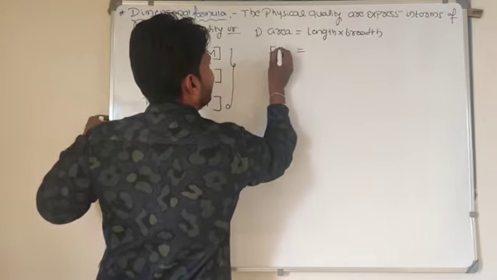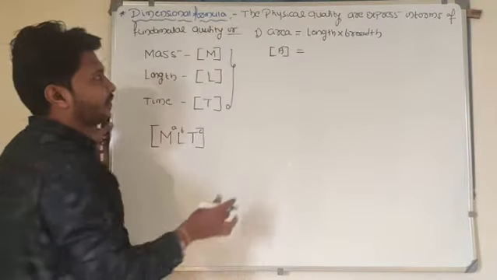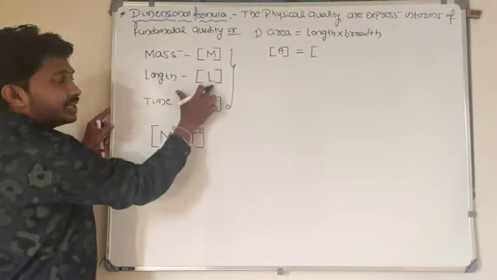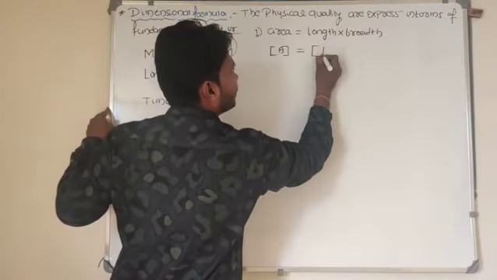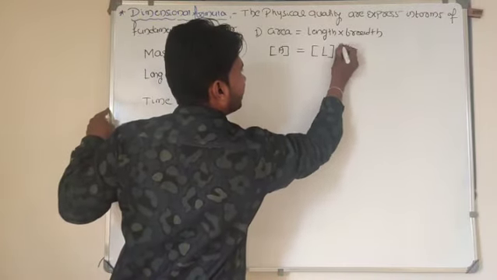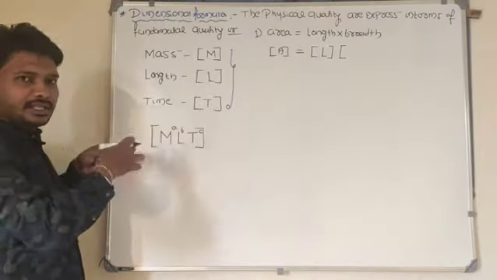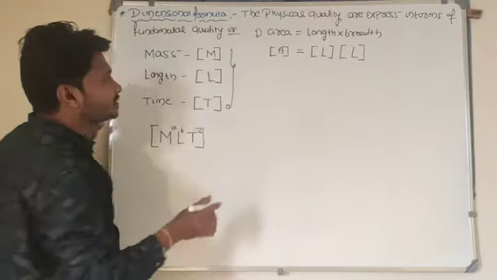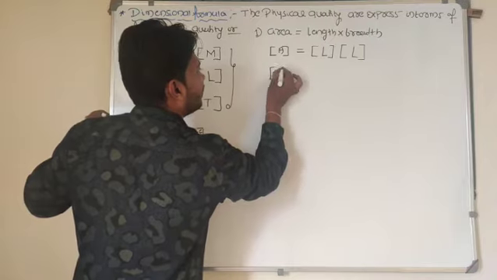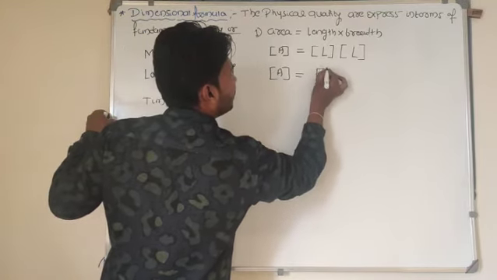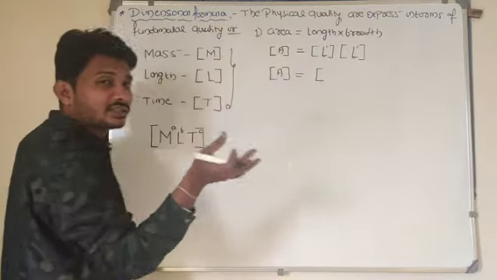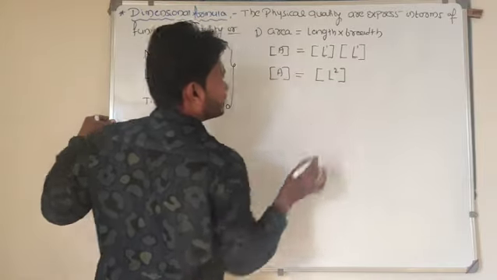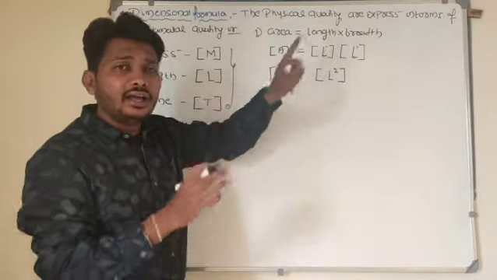Look here: area, capital A, is equal to length into breadth. In the given physical quantity, a length term is there, so I will represent it by the capital letter L. And a breadth term is also there. Breadth is also length only, meaning distance only, so I have to represent that also by the letter L. So look at the dimensional formula for area. Bases are the same, so powers are added, general mathematics: L to the power of 1 plus L to the power of 1, L squared.